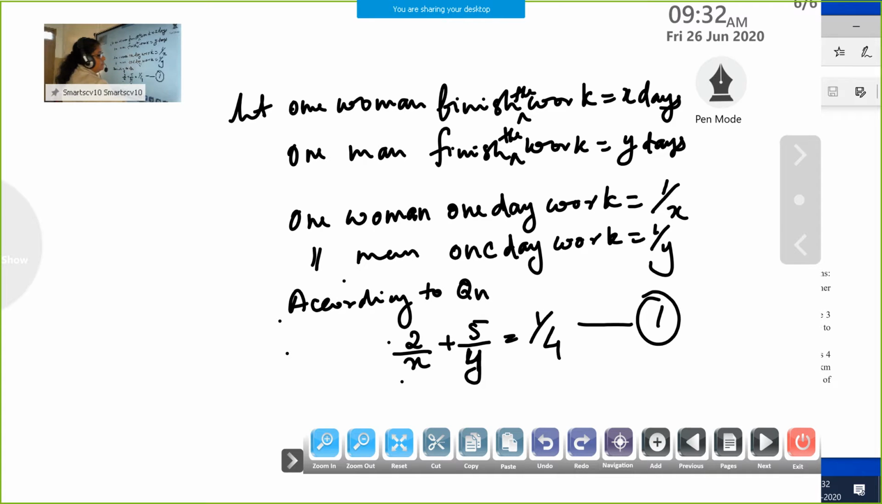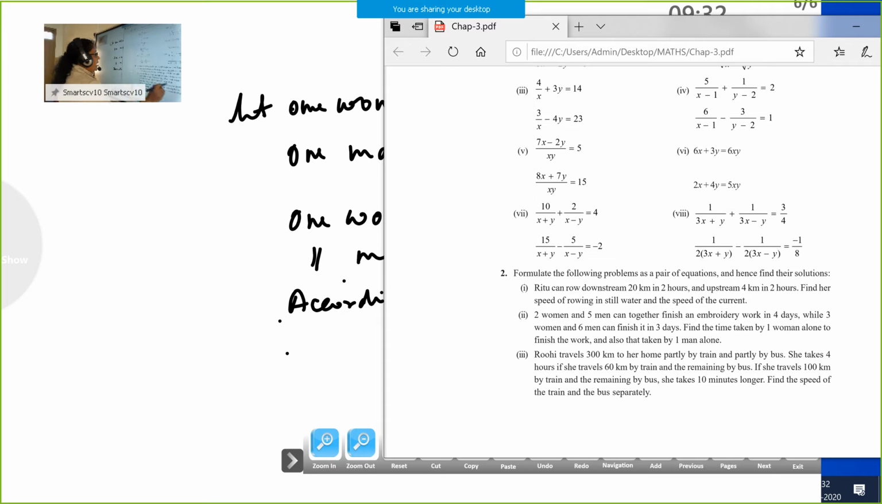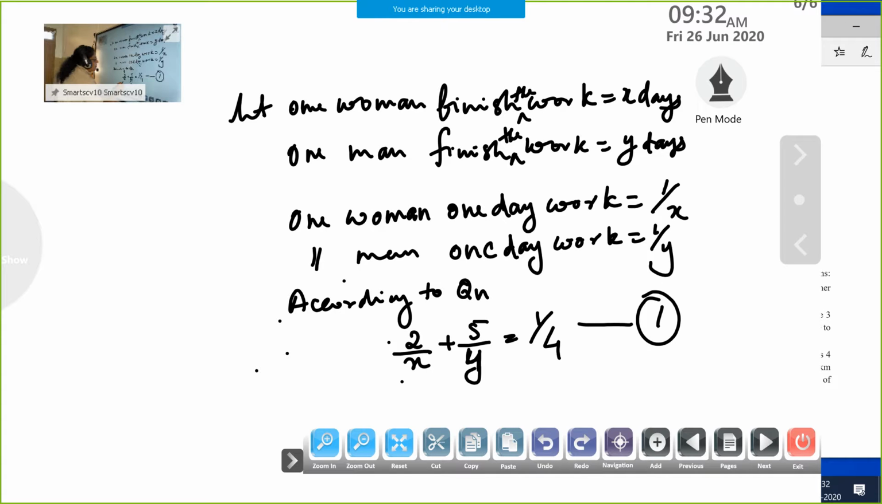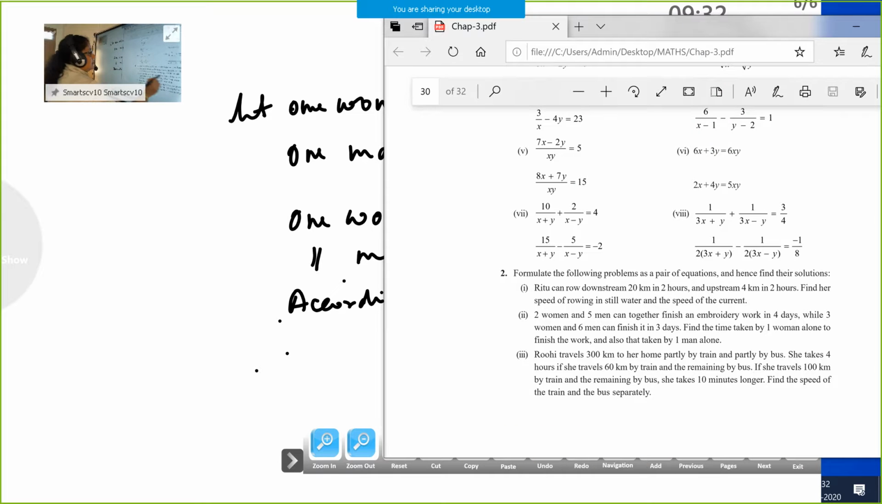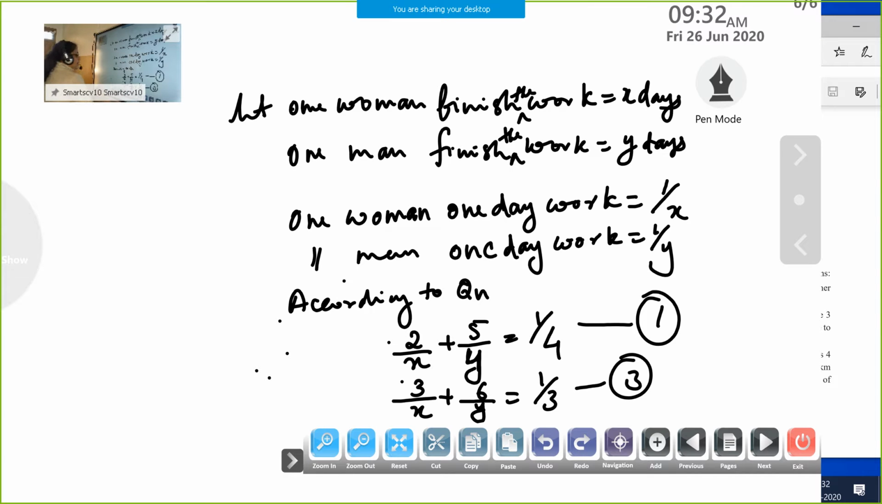Then second condition, 3 women and 6 men can finish in 3 days. That means similarly, 3 by x plus 6 by y is equal to 1 by 3. Second condition, listen, 3 women and 6 men can finish in 3 days. That means 3 by x plus 6 by y is equal to 1 by 3.